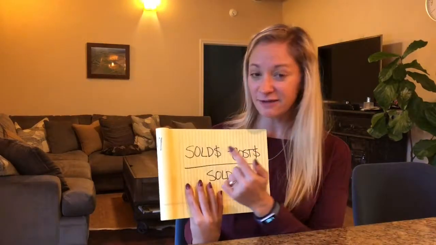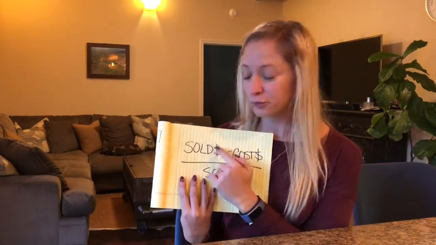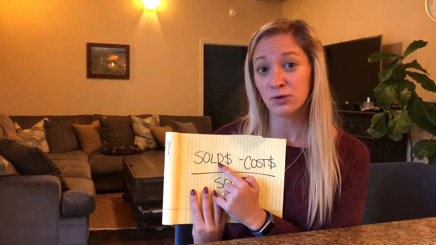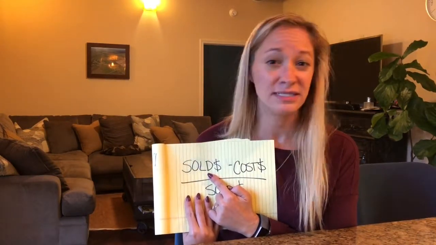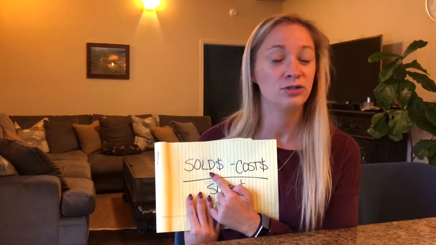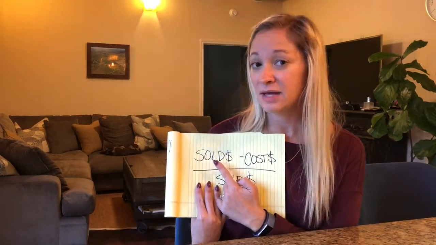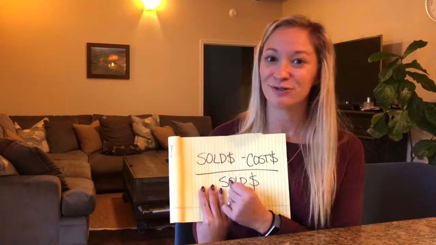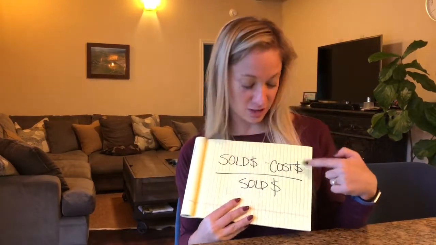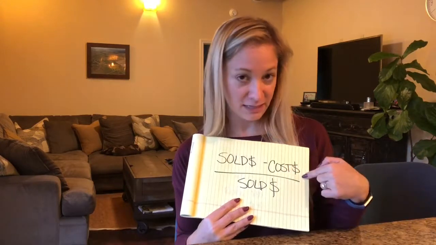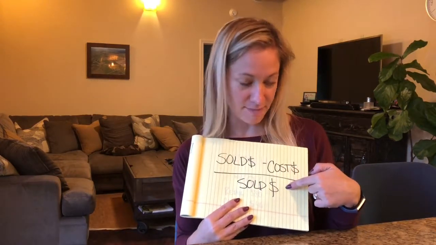So MMU, the way that you figure it, instead of using the MSRP or the full price, you're actually using sold dollars, which takes into consideration any markdowns or discounts that you do in order to promote that item and convince your customers to purchase it. So you take your sold dollars minus the cost of the product, divided by the sold amount.